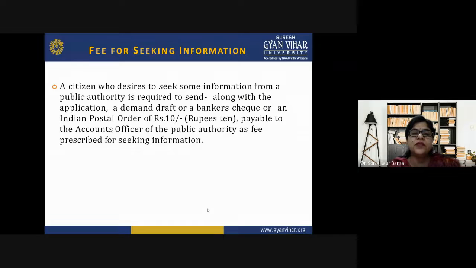Now, let's know about the fee for seeking information. A citizen who desires to seek some information from a public authority is required to send along with the application a demand draft or a banker's cheque or an Indian postal order of rupees 10 payable to the accounts officer of the public authority as the fee prescribed for seeking information.